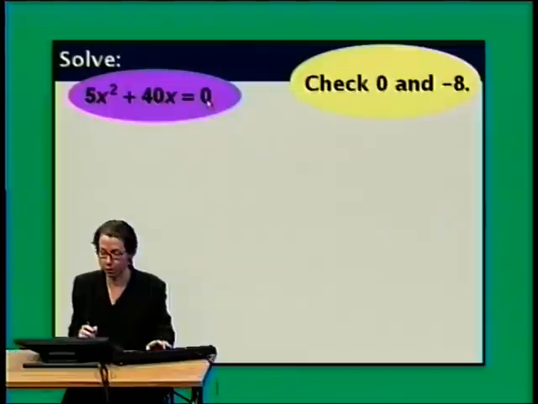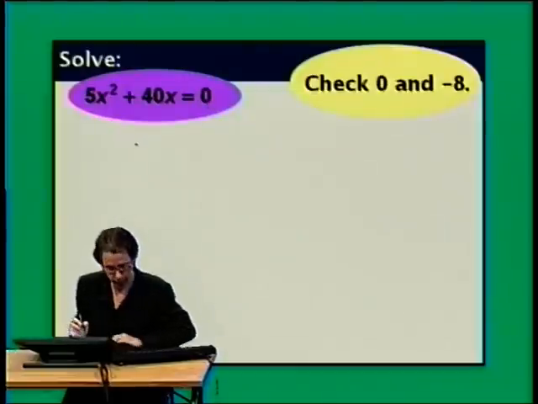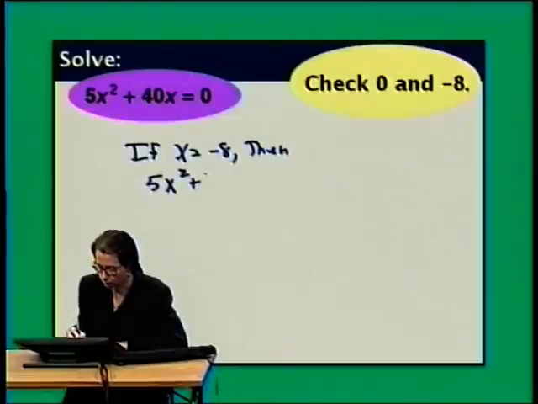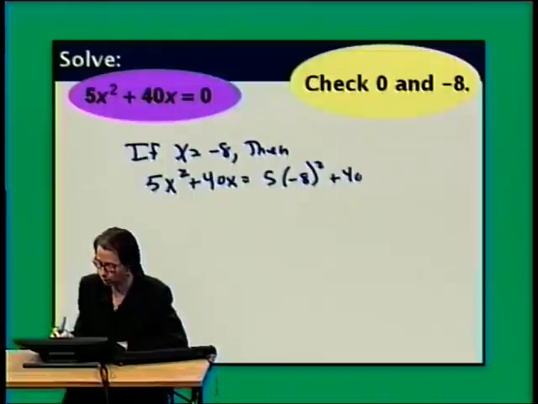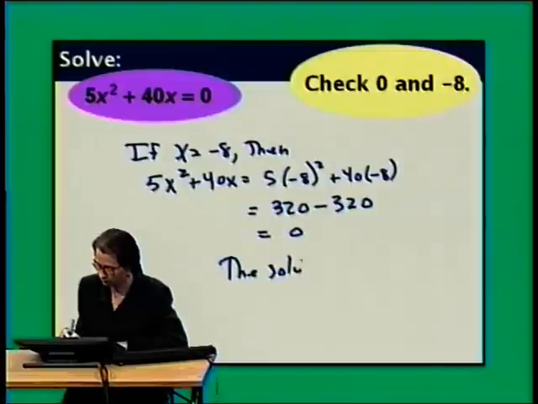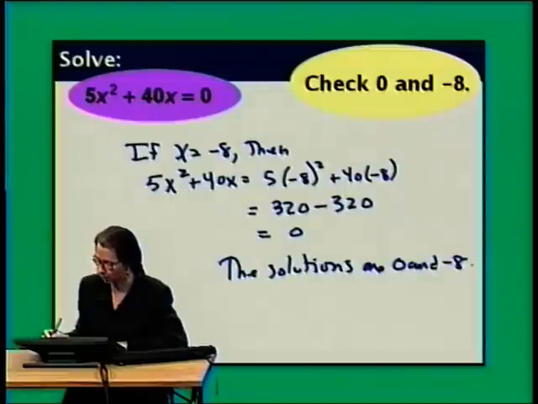Let's write out our check for negative 8. If x equals negative 8, then 5x squared plus 40x is 5 times the square of negative 8 plus 40 times negative 8, which is 5 times 64, which is 320, minus 320, which is indeed 0. So we have two solutions. The solutions are 0 and negative 8.